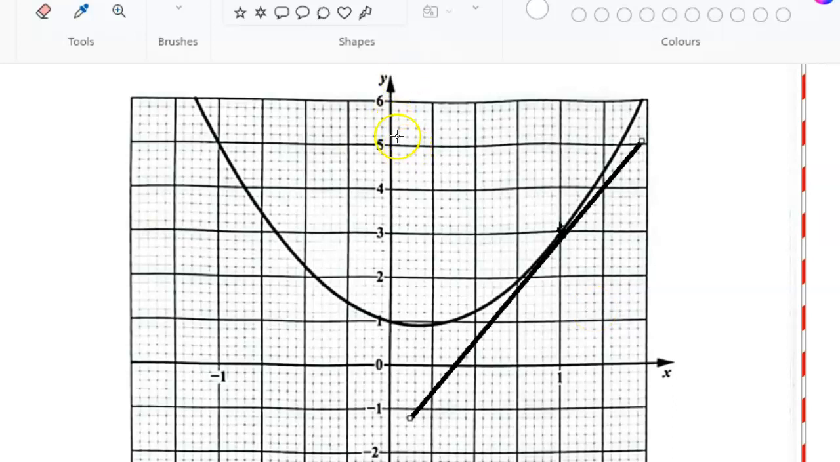We're also asked to find the gradient. To find the gradient, we need 2 points on the line. Let me just change the color. So here is a point on the line. This point is what? 1, 3. So (1, 3) is a point on the line. And another point on the line is this point.